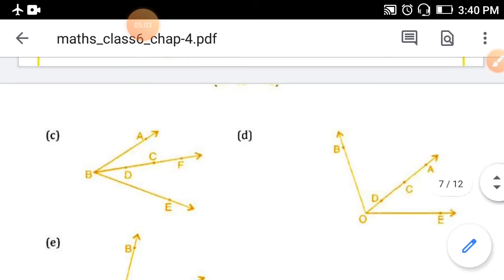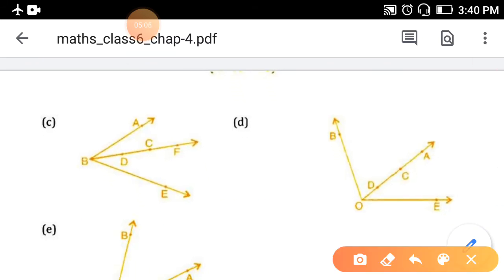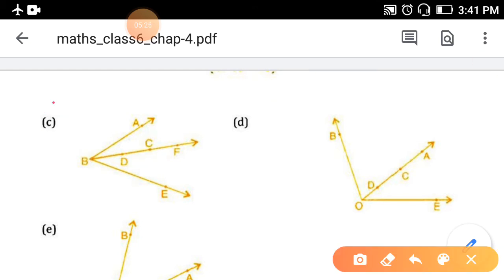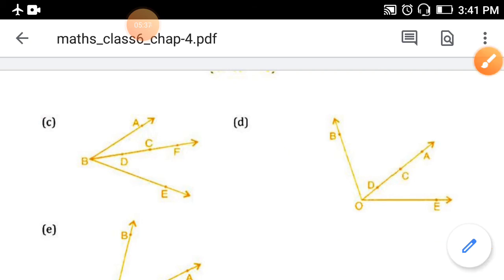Next, 4 points. Here you can see some mistakes are given. Actually this example is C and here it is D. In C, 3 points are common, sorry, both are the same only. So here 1, 2 and 3 points common. This is C, this is D. No need to write this F1. Here a printing mistake is there actually. Here 4 points are common, O, D, C and A.